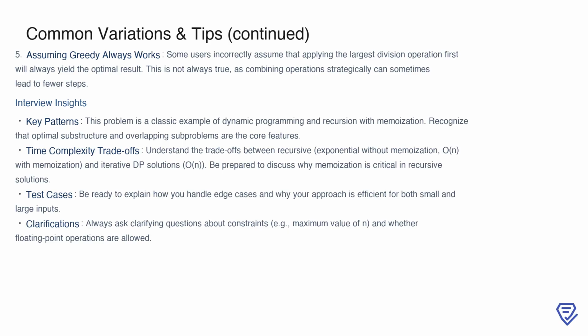Iterative dynamic programming solutions also achieve O(n) complexity, but you should be able to discuss why memoization is critical in the recursive approach. Be prepared to explain how you handle edge cases, both for small and large inputs, and why your approach is efficient. Lastly, don't forget to ask clarifying questions about constraints, such as the maximum value of n, and whether operations involving floating point numbers are allowed.